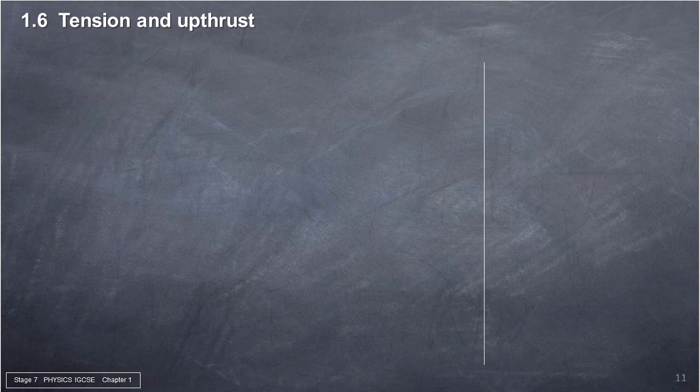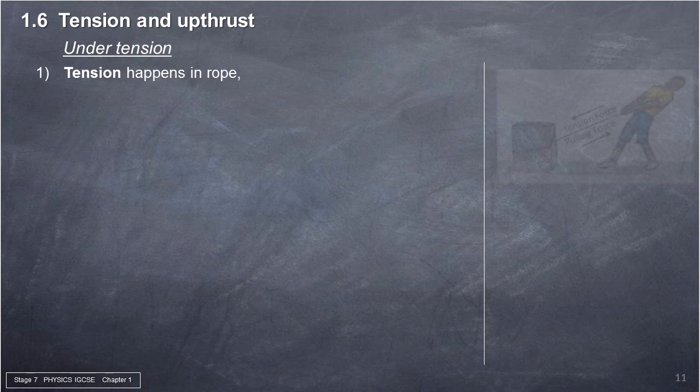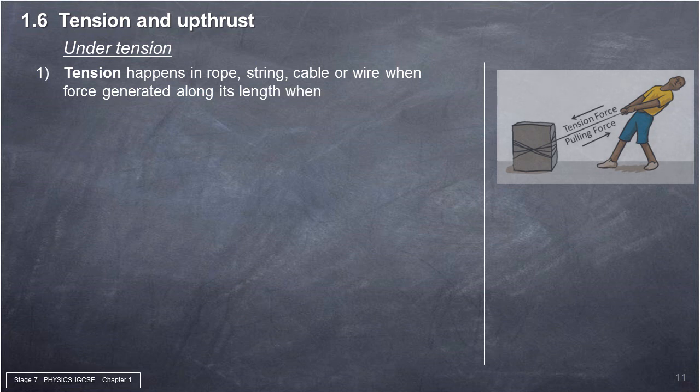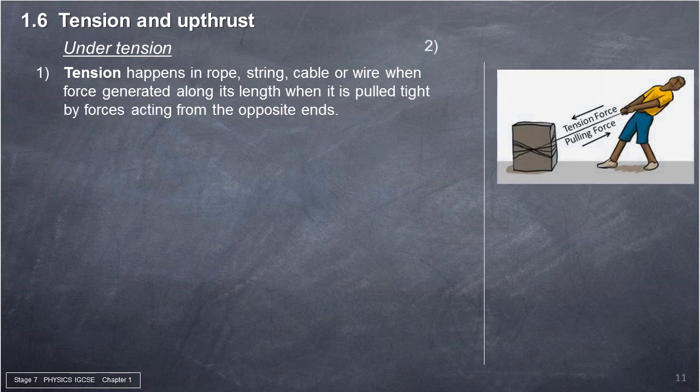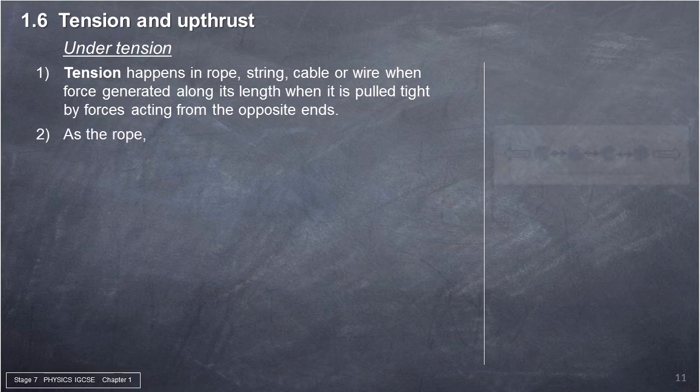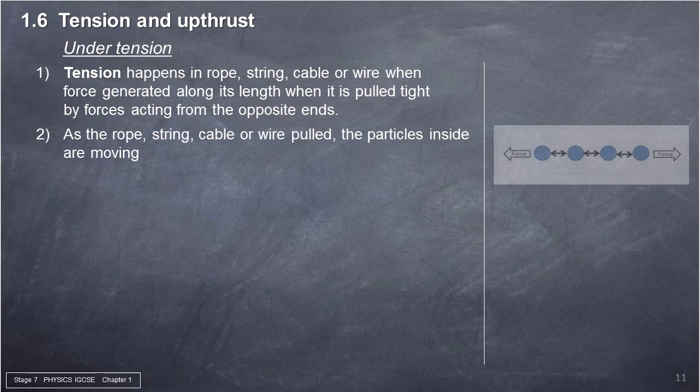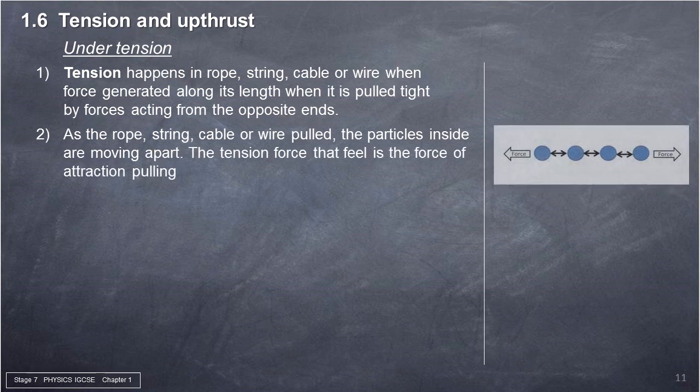1.6. Tension and upthrust. Understanding tension. 1. Tension happens in a rope, string, cable, or wire, when force is generated along its length, when it is pulled tight by forces acting from the opposite ends. 2. As the rope, string, cable, or wire is pulled, the particles inside are moving apart. The tension force that we feel is the force of attraction, pulling the particles back again.